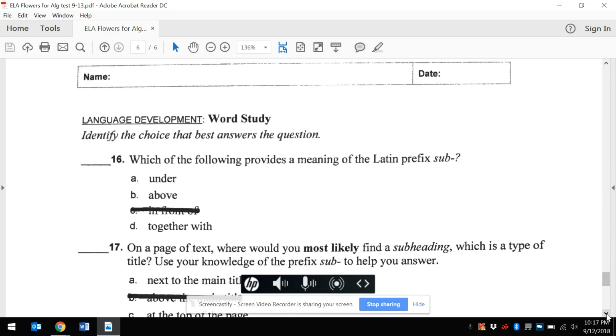And we're stopping at number 16. We won't be doing that one until a different time. So there you go.